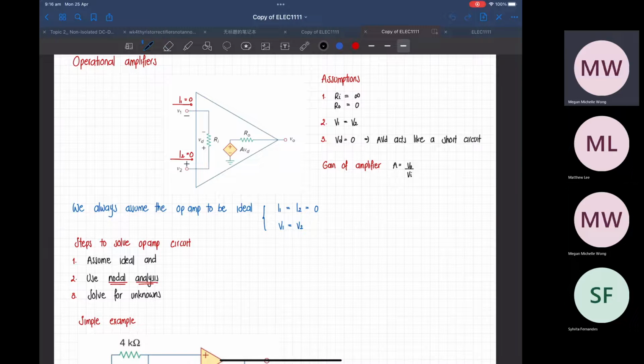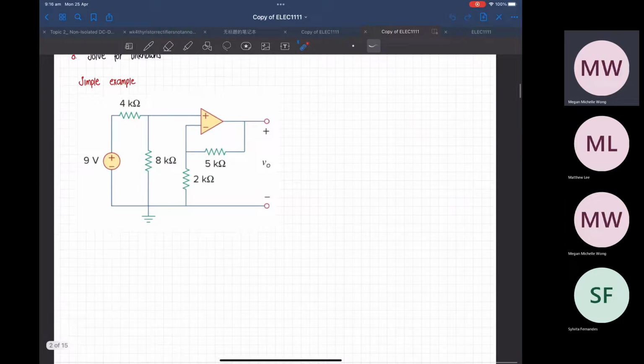When you assume the op amp to be ideal, there are two golden rules that you have to follow. The first one is that the current going into both inputs is 0. The second one is called virtual ground, where the voltage at both inputs is the same. So, for example, this is a simple example that we can follow.